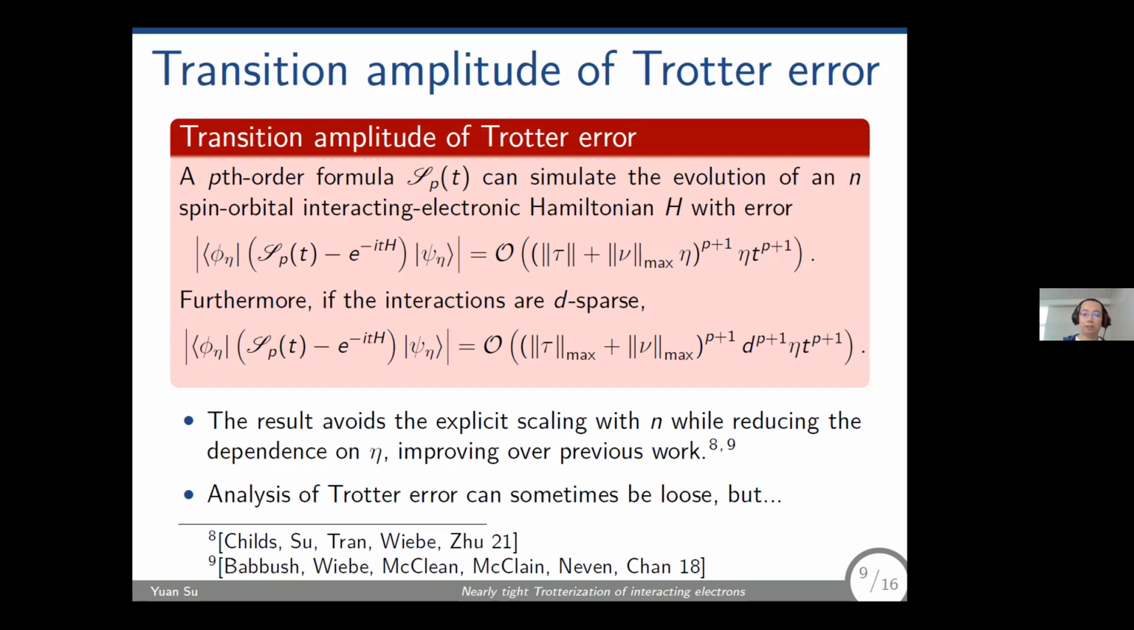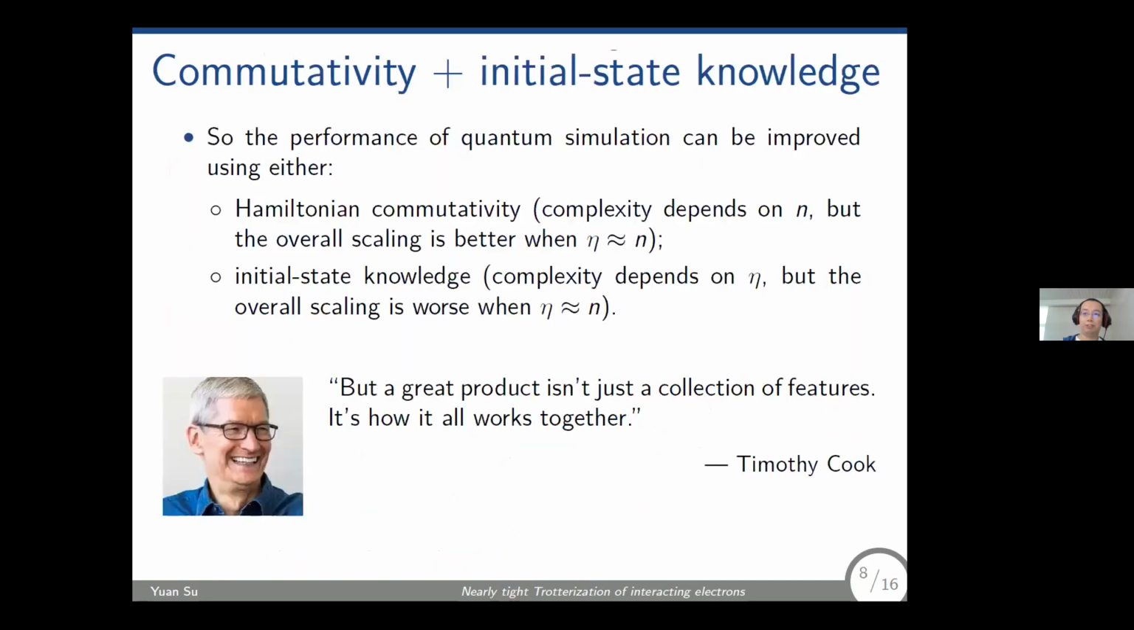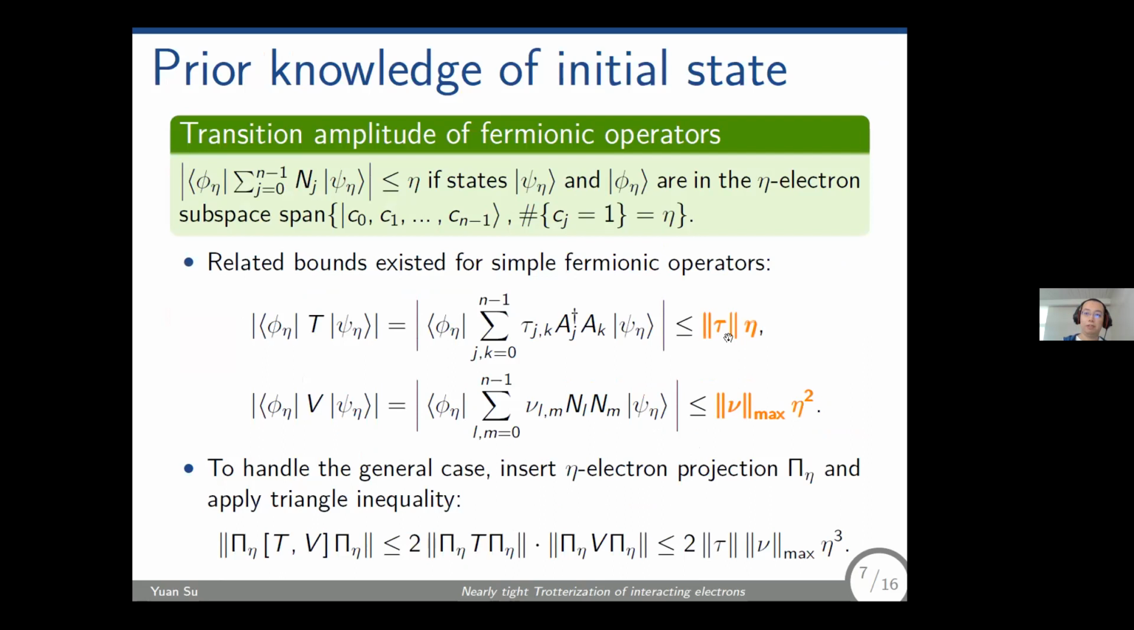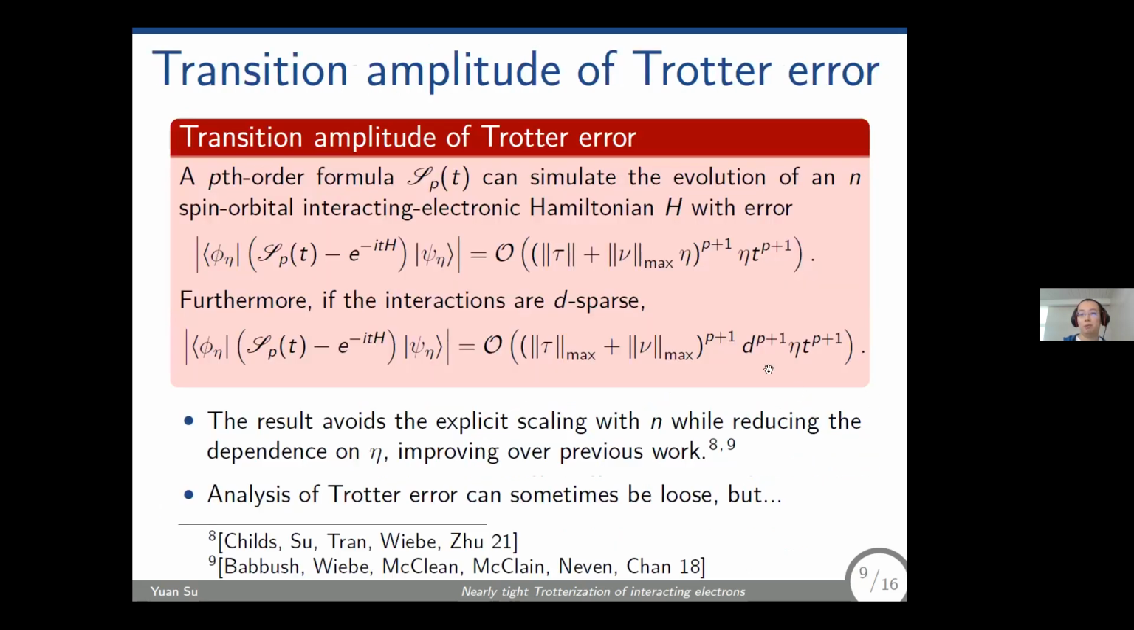But meanwhile, let's try to compare this with the previous analysis. In the previous analysis, naively, whenever you introduce a factor of tau, you will also introduce a factor of eta. Whenever you introduce a factor of mu, you will introduce eta squared. But here, we are doing much better than that. We are trying to reduce the dependence on eta. So in this sense, we are simultaneously exploiting the commutativity of the Hamiltonian and the prior knowledge of its initial state.